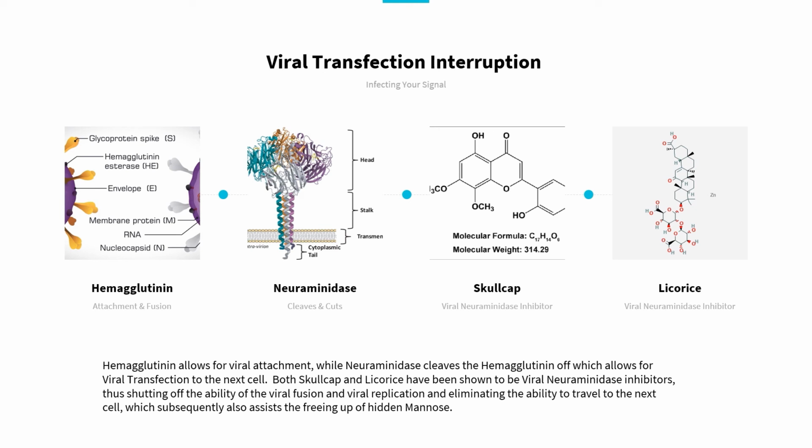Hemagglutinin allows for viral attachment to the host cell, while neuraminidase cleaves or cuts the hemagglutinin off, which then allows for the virus to transfect or transmute to the next cell. Both skullcap and licorice have been shown to be viral neuraminidase inhibitors, thus shutting off the ability of the viral fusion or viral replication and eliminating the ability to travel to the next cell, which subsequently also assists in freeing up the hidden mannose.